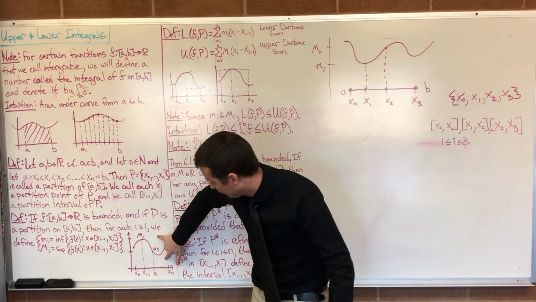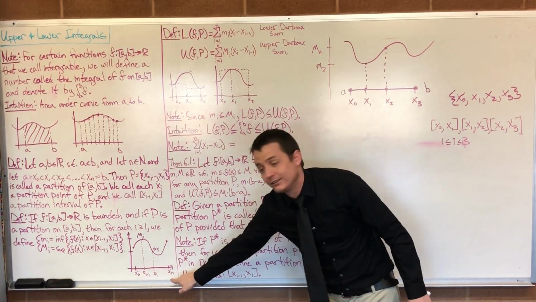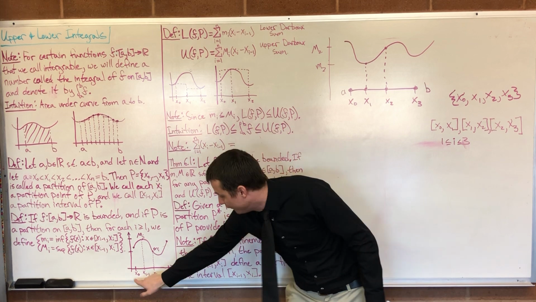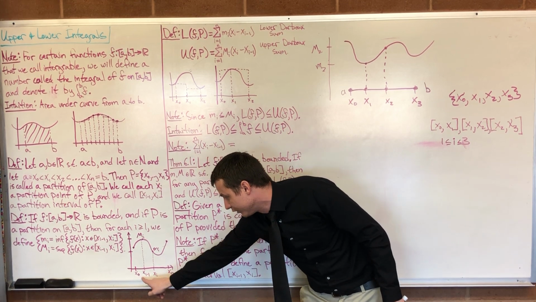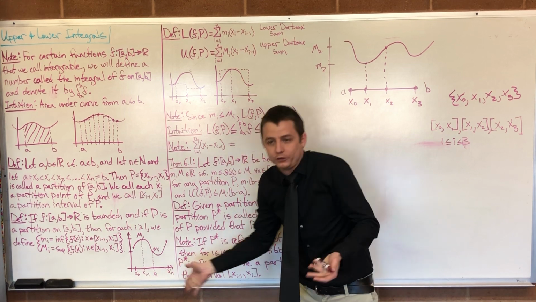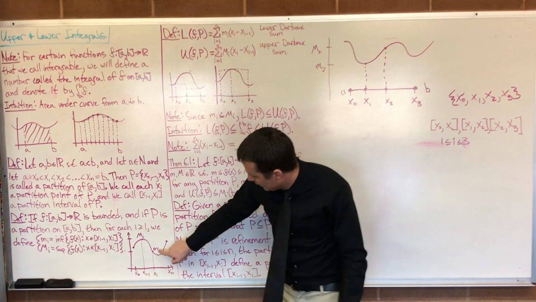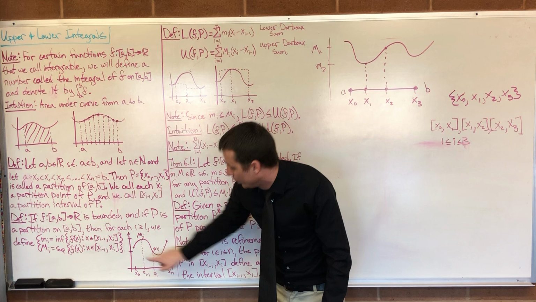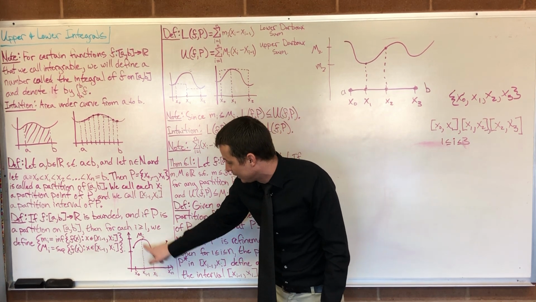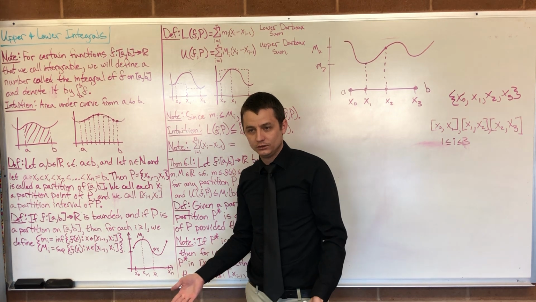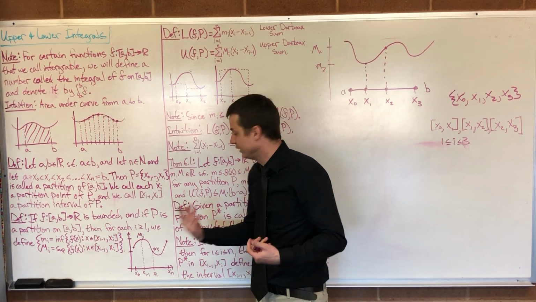So, same exact picture. We have some partition. Eventually we get to this partition interval, from x sub i minus 1 to x sub i, whatever those numbers are, just somewhere along the way. Little m sub i is the smallest point the function has on that interval, and big M sub i is the biggest value the function has on that interval. Pretty straightforward? Okay, wonderful.